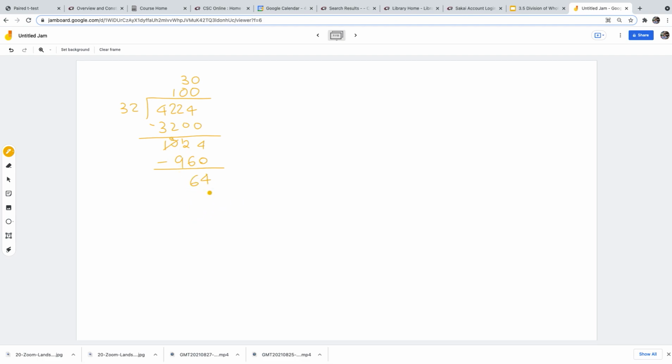So 64 popcorns left. Now we can have 2 cartons to make 64. Subtract, and there's no remainder. So we know that there are this many cartons. We put 32 popcorns in each. So that's 132, right?